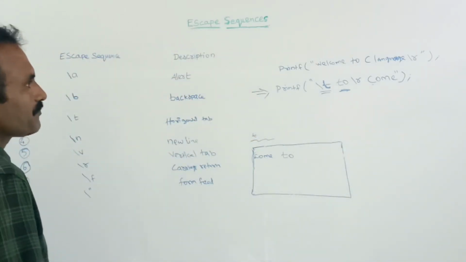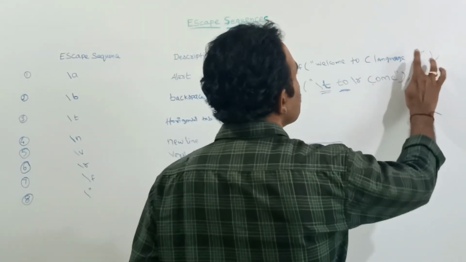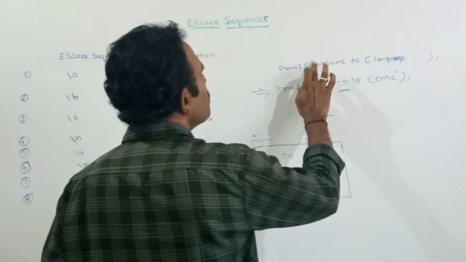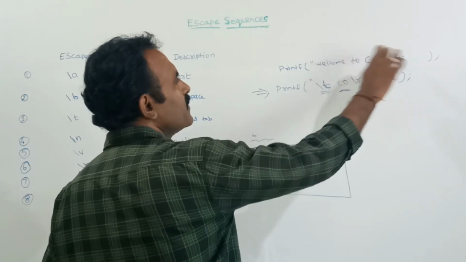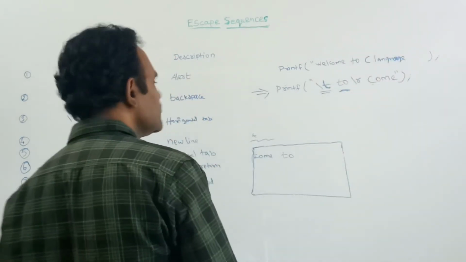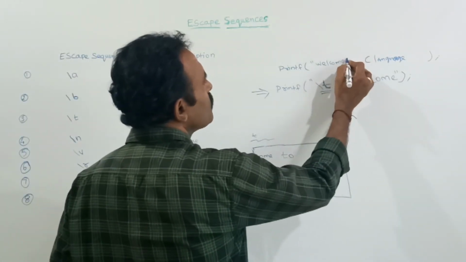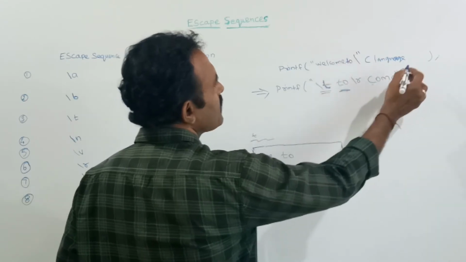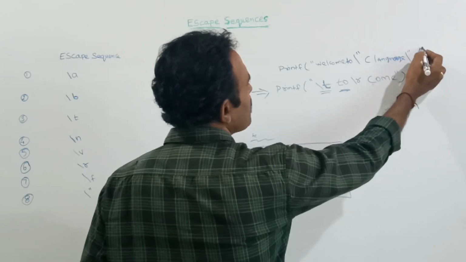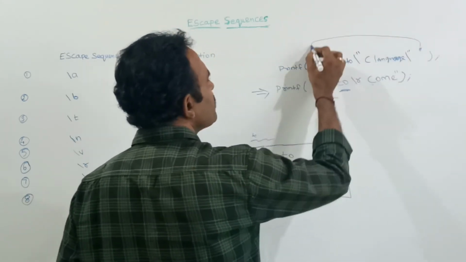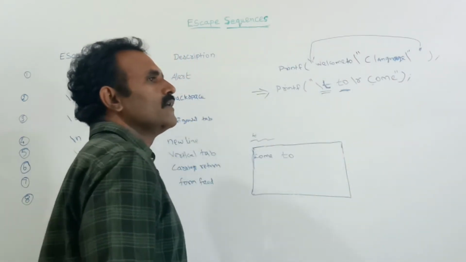Suppose here I want to print "welcome to C language", where the C language should be enclosed within double quotes. In that case we can use slash double quotes. Here welcome to, slash double quotes, then C language, after language slash double quotes. The final double quotes is used for finishing the syntax. This one is not syntax, it is to display the double quotes.